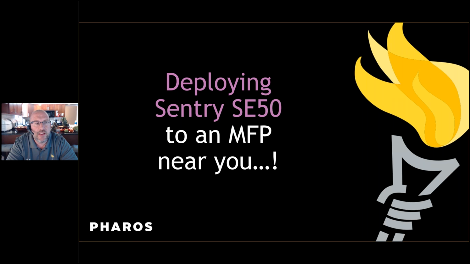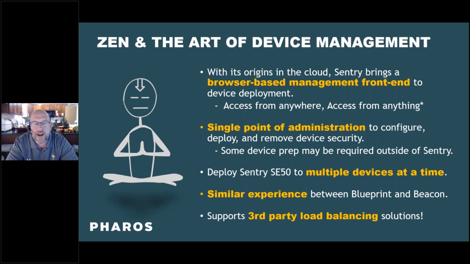Deploying Sentry SE50 is an absolute dream. You use a web browser to access either Print Center, if you're in Blueprint or Uniprint, or the Beacon console. That means that you can access it basically from anywhere you are, and you can access it from anything that has web connectivity. I would not recommend that you use a smartphone. Something like an iPad or an Android tablet would be my first choice if I was mobile, and then you've got, of course, your laptops and desktop machines. It's a single point of administration so that you can configure, deploy, and remove device security.